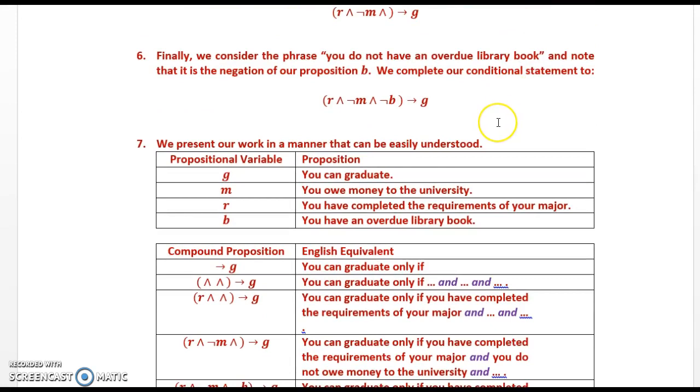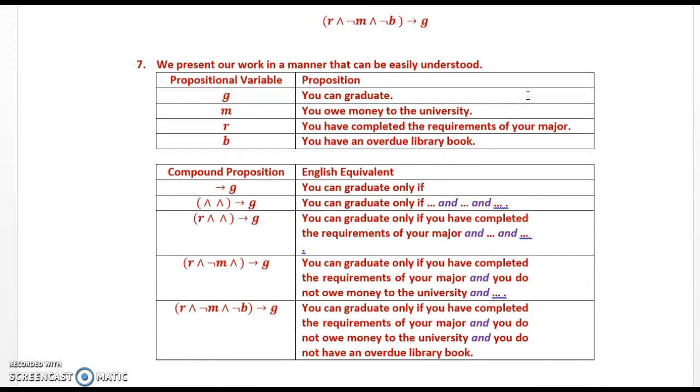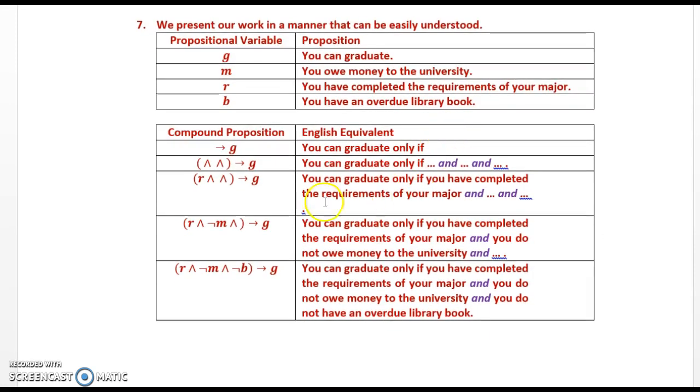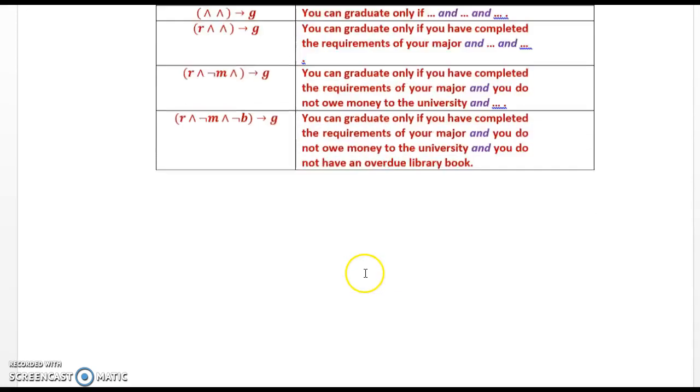Finally, we consider the phrase, you do not have an overdue library book, and note that it is the negation of our proposition B. We complete our conditional statement to be the quantity R and not M and not B implies G. We present our work in a manner that is easily understood. And you can see that in our tables below.